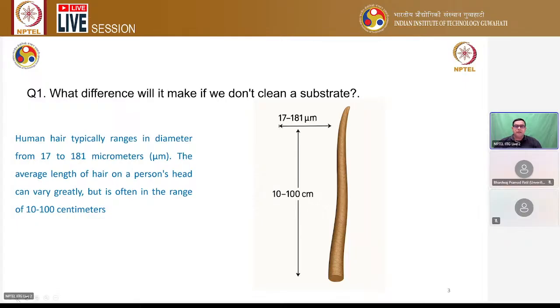Consider a human hair. Human hair typically ranges in diameter from 17 to 181 micron. The average length of hair on a person's head can, of course, vary greatly depending on the person's choice, but usually it ranges from 10 centimeter to around 100 centimeter. So consider a hair of this dimension.